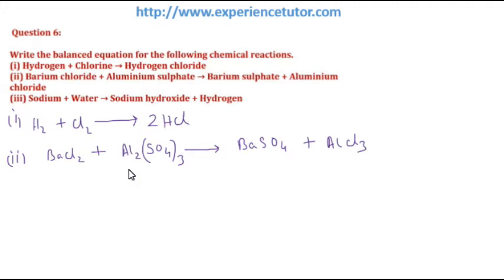For this we'll put here 3 too, and here also 2 to balance chlorine. Now everything is balanced except BaSO4, which is not balanced, so I put here 3. So now we move to the third one.